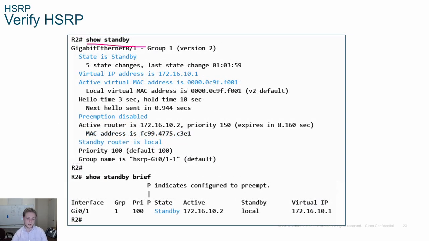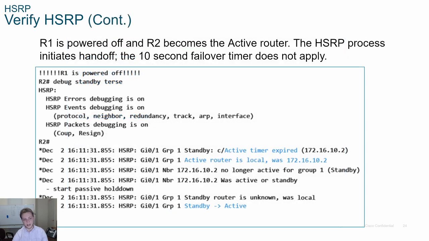And showing standby here, we'll see the active is the other router, the standby is local, our state is standby, preemption is disabled, same virtual MAC address, same virtual IP address, but we're not active, we're standby. So we're not actually using it, we're not actually advertising it, but we have it there.